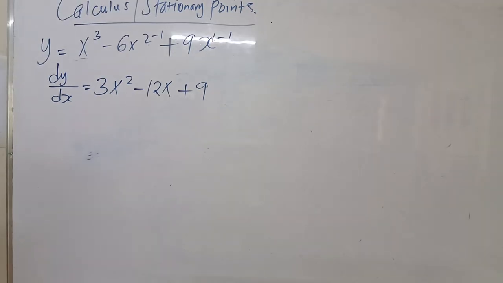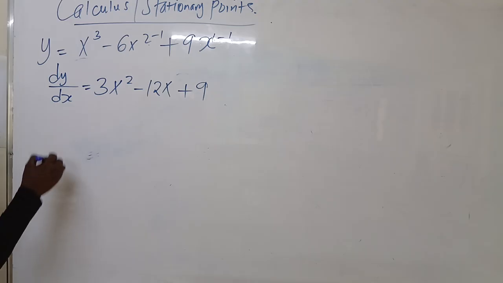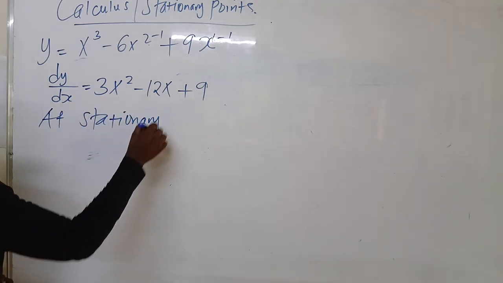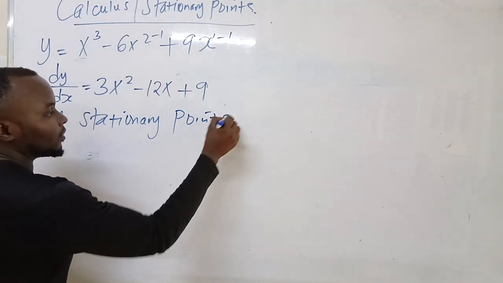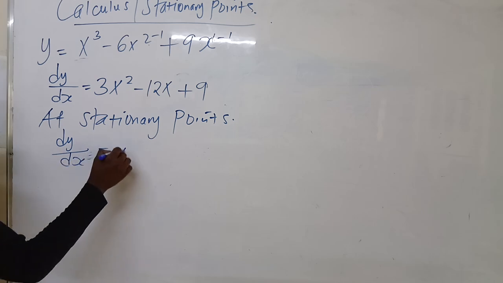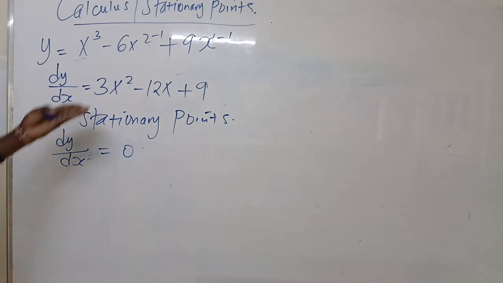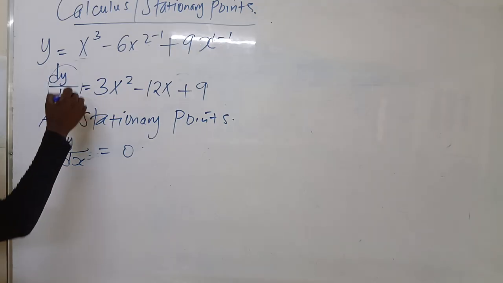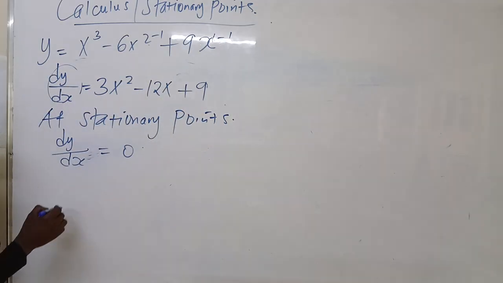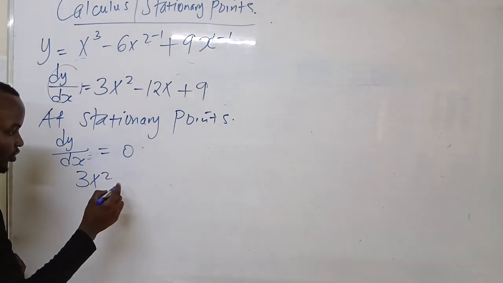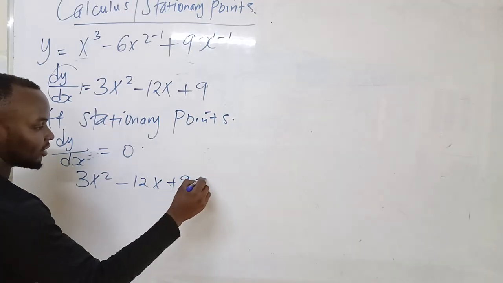That is our derivative. So when you find the derivative, we find the stationary points, and we know that at stationary points, dy over dx is equal to 0, or the derivative of this function is equal to 0. So we are going to equate our dy dx to 0. So we'll have 3x squared minus 12x plus 9 is equal to 0.